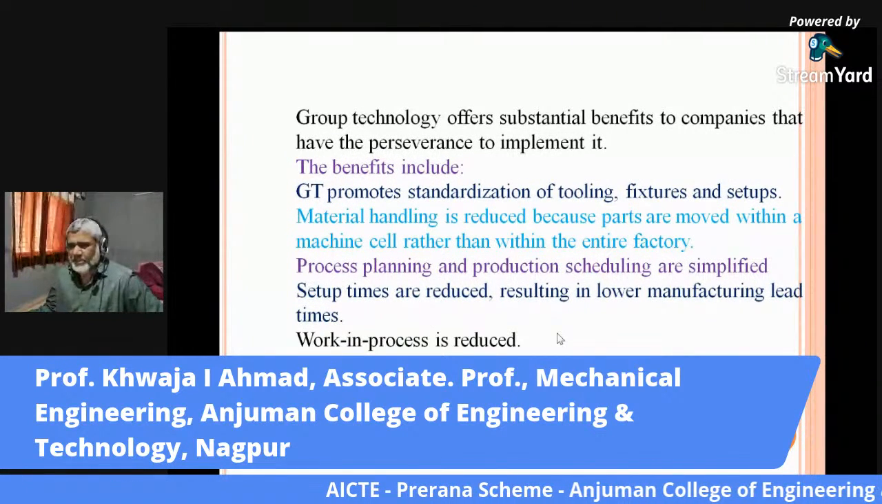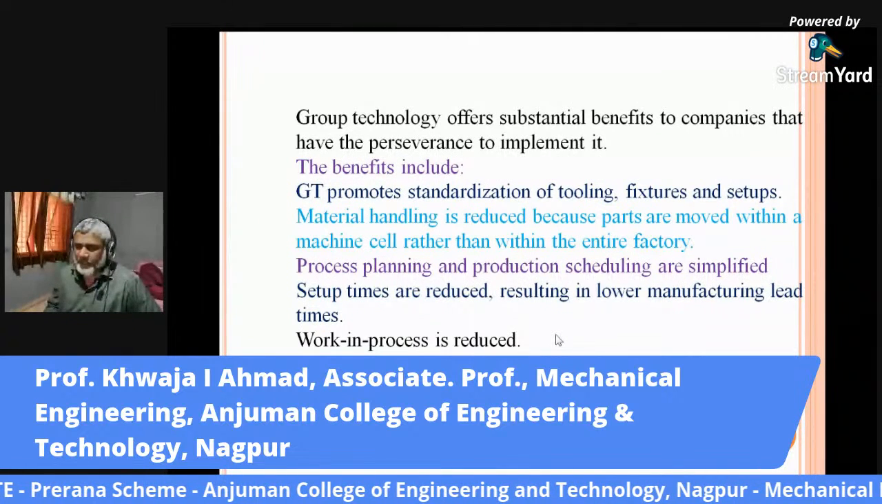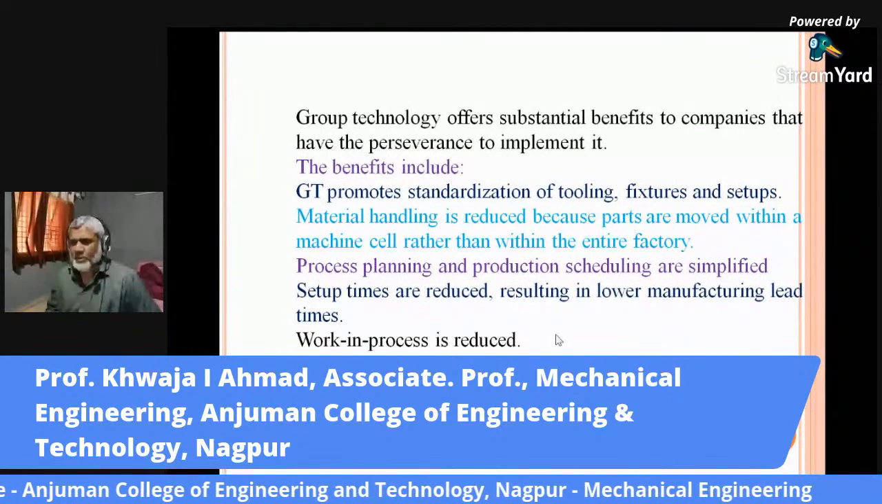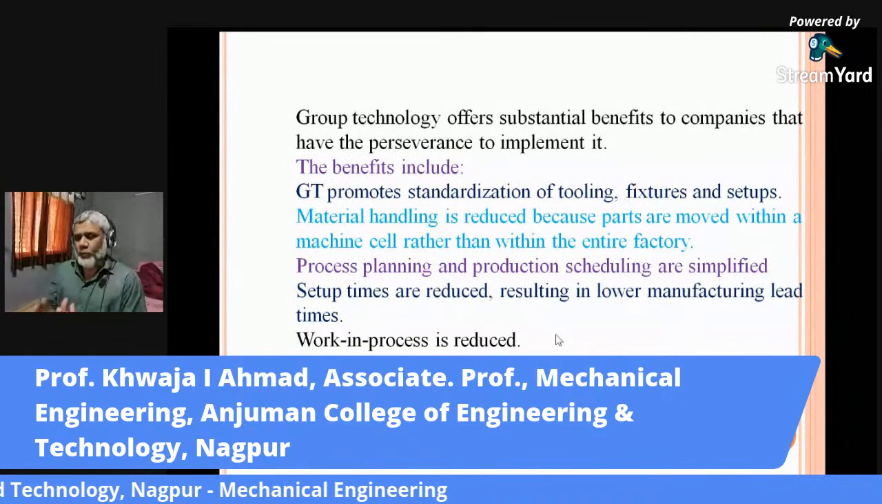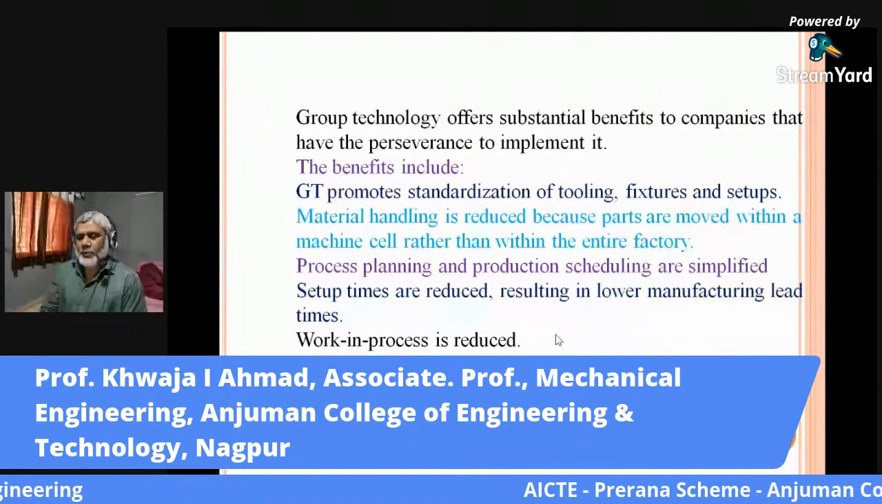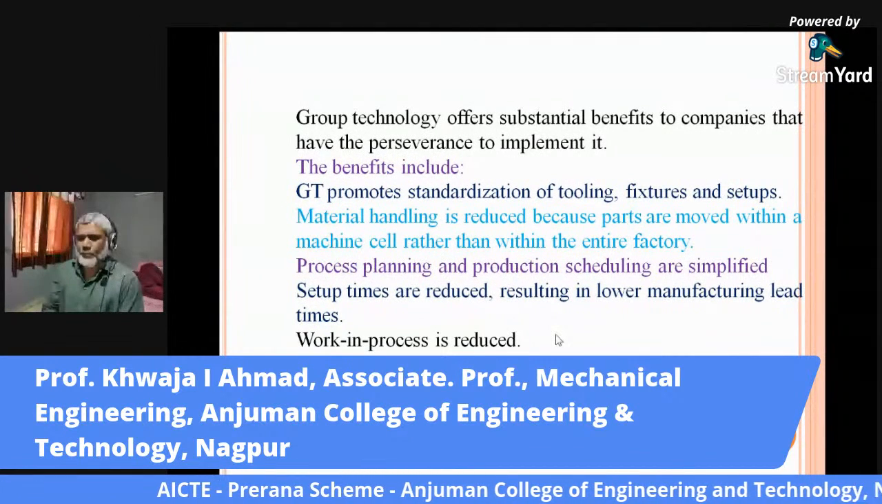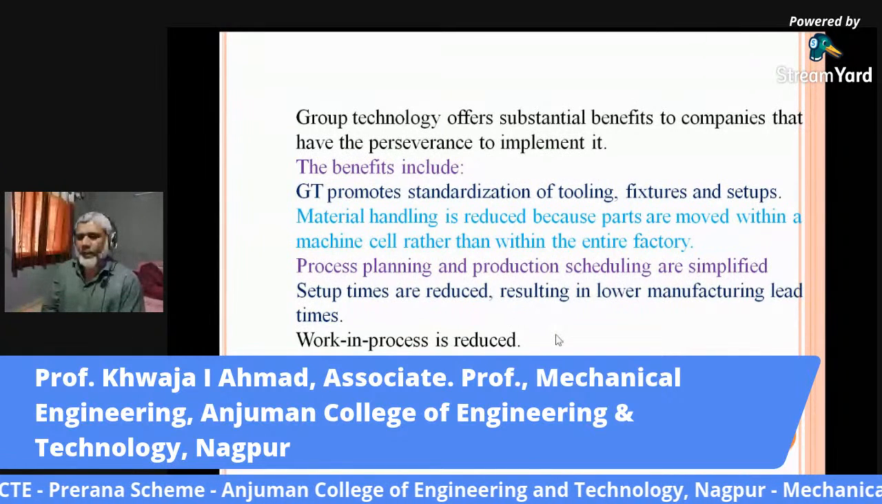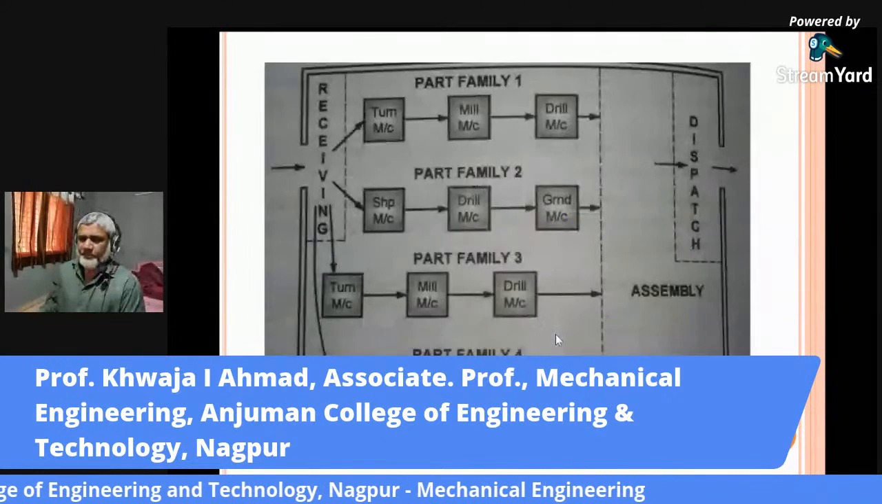Worker satisfaction generally improves with the GT cell, and high quality of work is accomplished using group technology because in a machine cell only those parts which belong to the same family will be processed. So a particular worker will become an expert in handling that particular part family production system.